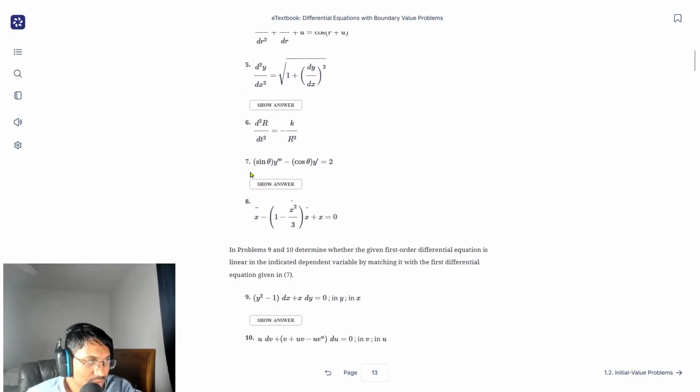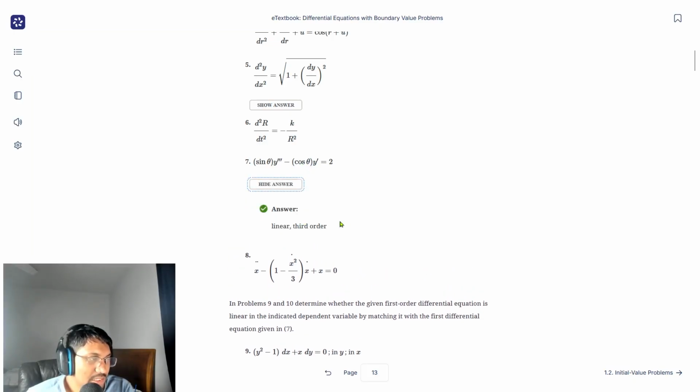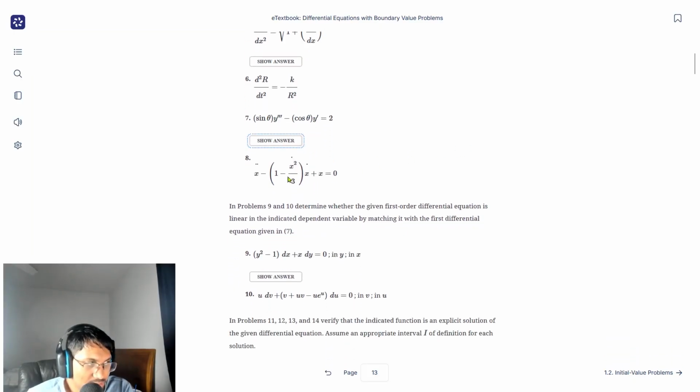And then moving on to number 7 here, we just look at this, we see that this is a third order differential equation, but then we look, and again, we see that y is just being multiplied by something other than y. So this is fine. This is perfectly linear. So we can say that this is a third order linear differential equation. And then we reveal that there, and we get the correct answer.